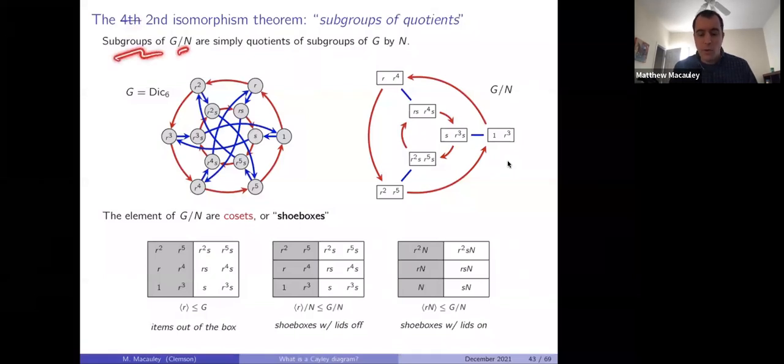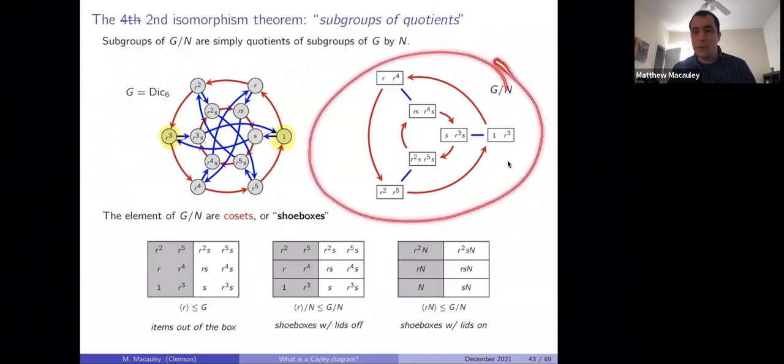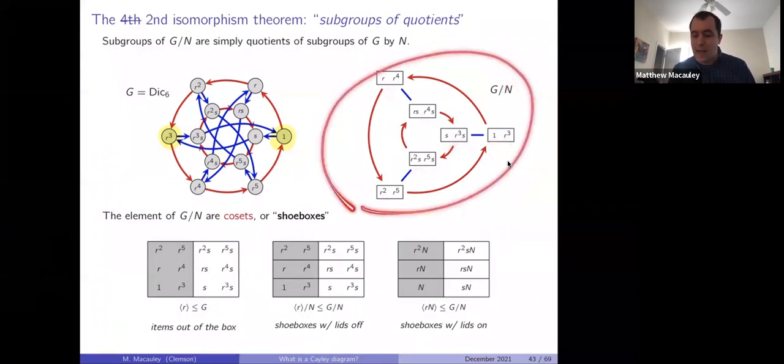The subgroups of the quotient are simply quotients of the subgroup. Here's that dicyclic group. Here's that subgroup that I'll generate by -1. And if you quotient out by it, here is the Cayley diagram of the quotient. You can see here, this is D3. And we know this group. I've been doing this group all class.